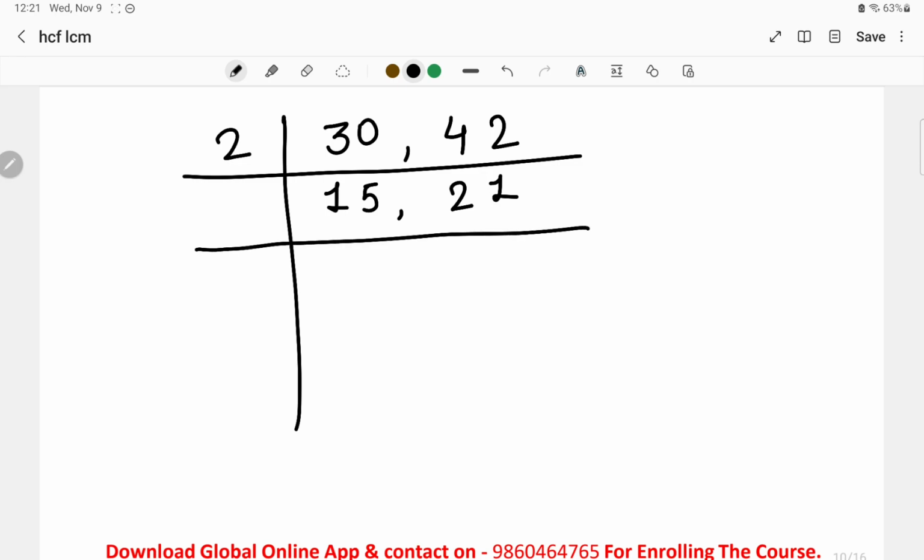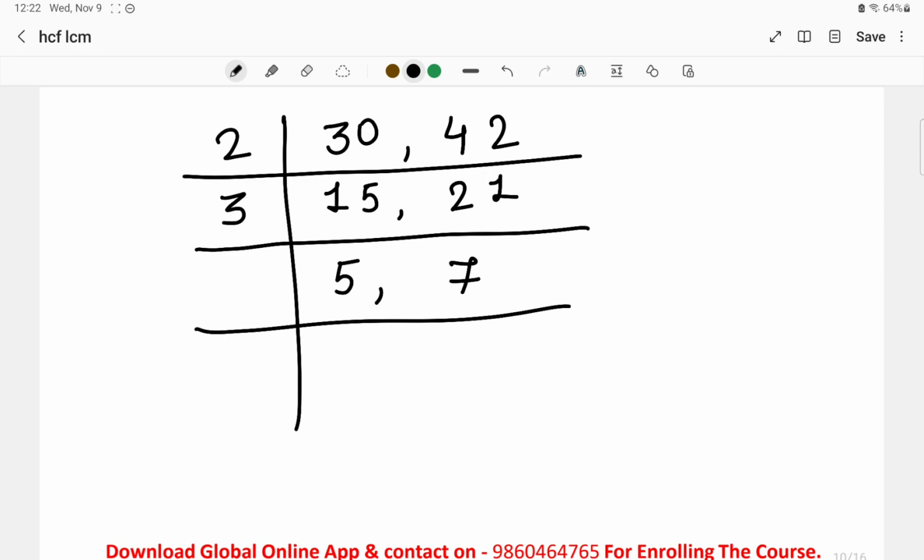Now 15 and 21 are the numbers which can be completely divisible by 3, right? So what we will do: 3 5s are 15, 3 7s are 21. So here we can find that 5 and 7 cannot be divided by one common number. 5 comes in the table of 5 only and 7 comes in the table of 7. Both are odd numbers as well as prime numbers, right? So they don't come in the table of any number other than 1 and the number itself.